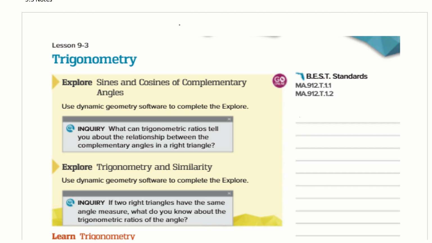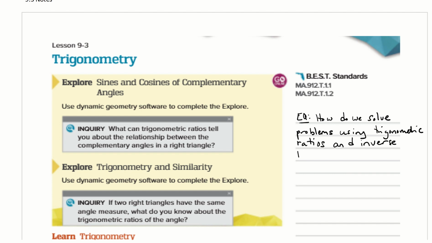So today's essential question is how do we solve problems using trigonometric ratios and inverse trigonometric ratios for acute angles.